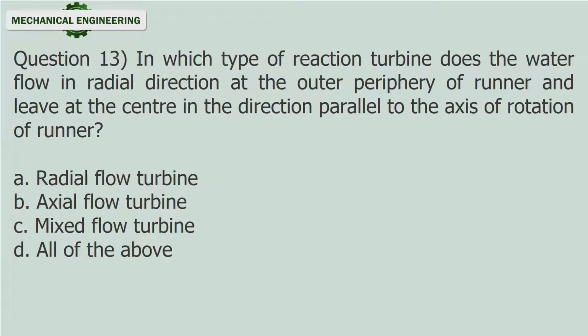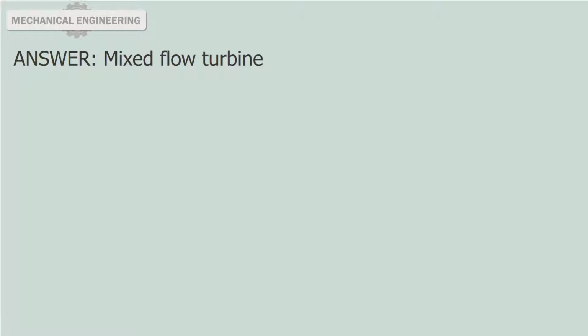Question 13. In which type of reaction turbine does the water flow in radial direction at the outer periphery of runner and leave at the center in the direction parallel to the axis of rotation of runner? A. Radial flow turbine. B. Axial flow turbine. C. Mixed flow turbine. D. All of the above. Answer: mixed flow turbine.